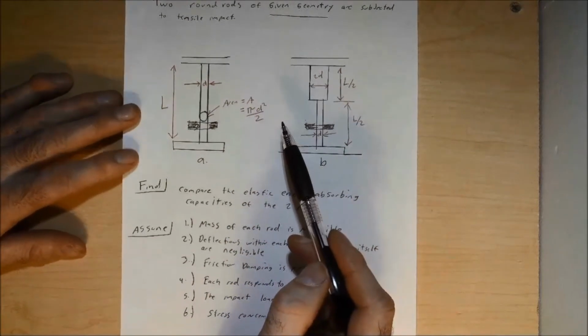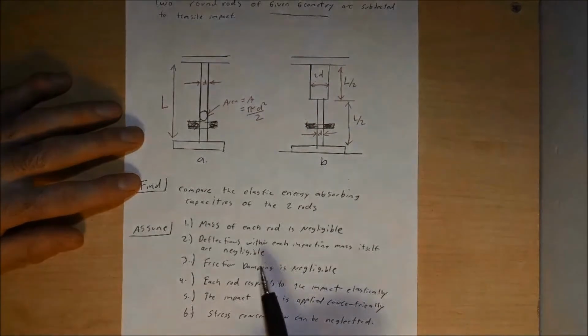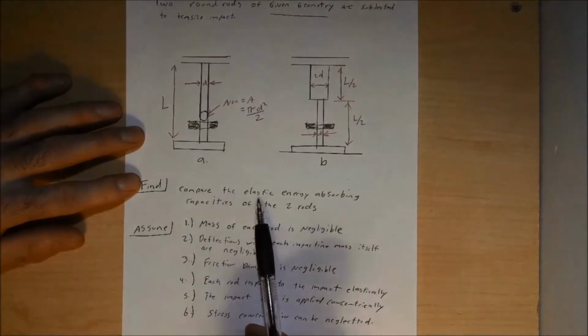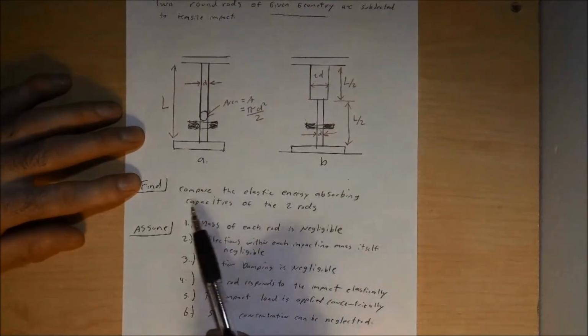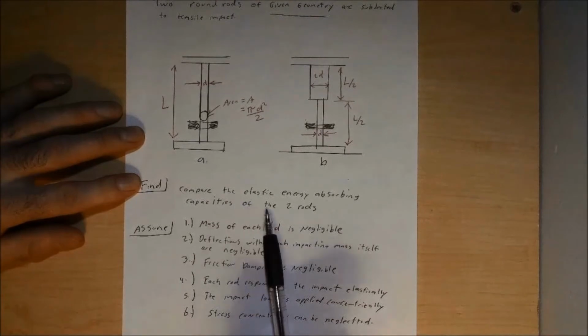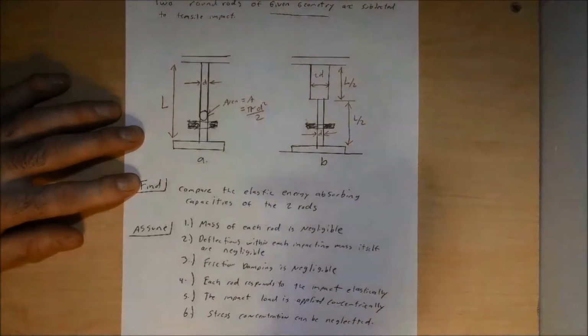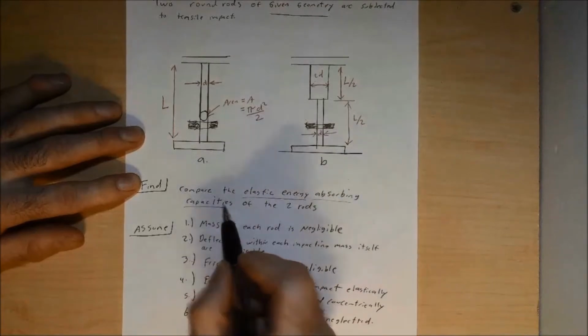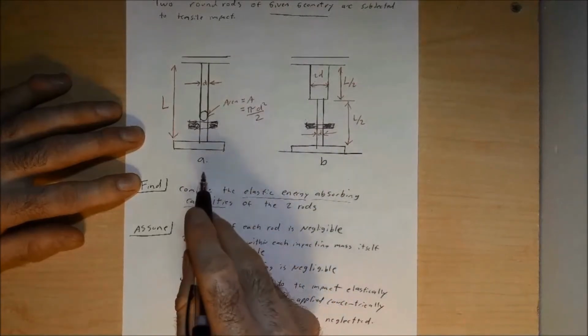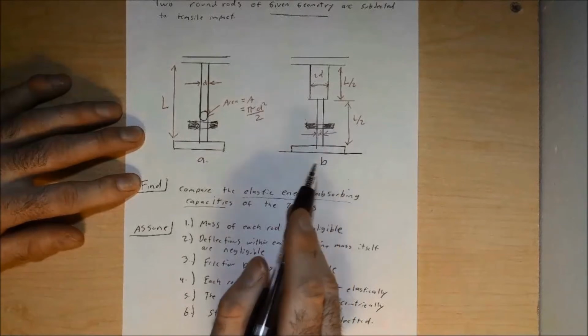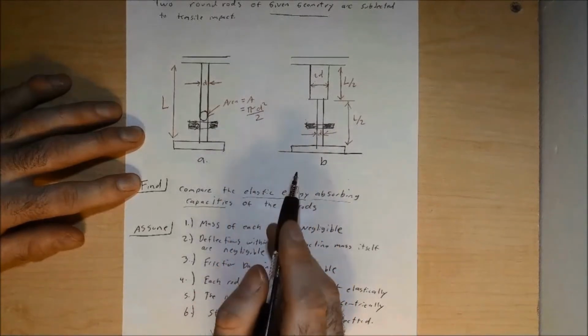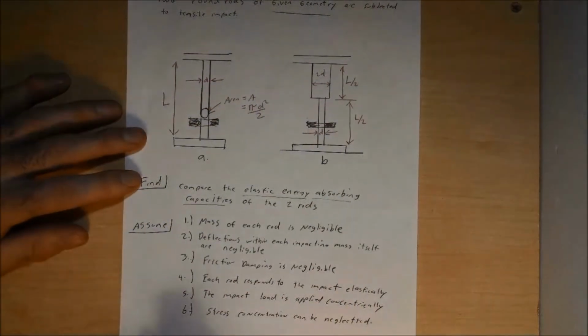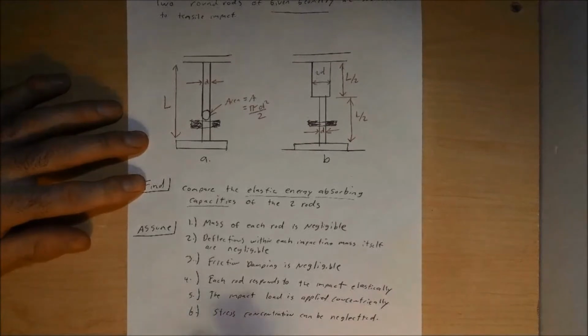So what are they asking us to solve for? Well, in this problem, they ask us to compare the elastic energy absorbing capacities of the two rods. So we're going to want to solve for this elastic energy absorbing capacity for both A and B, and then compare them and see how the two of them compare to each other. In order to do this, we're going to have to make several different assumptions. There are 6 different assumptions we're going to make to simplify the solution to this problem.